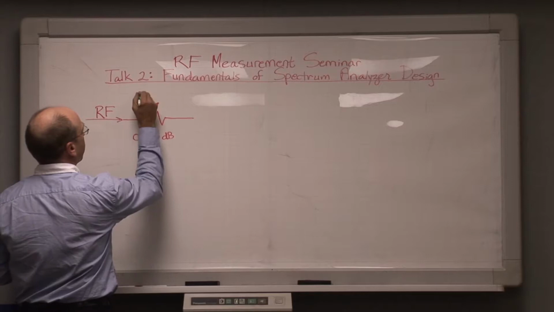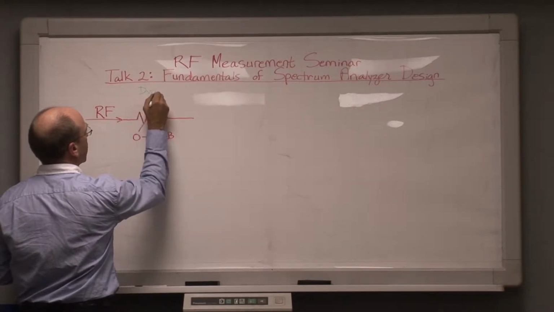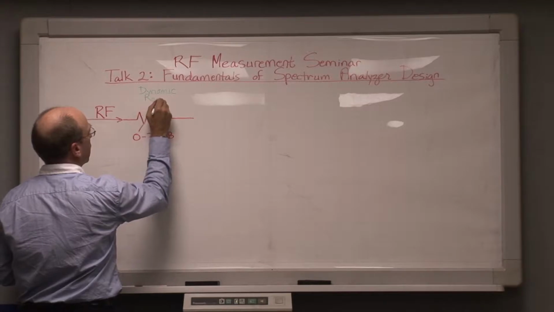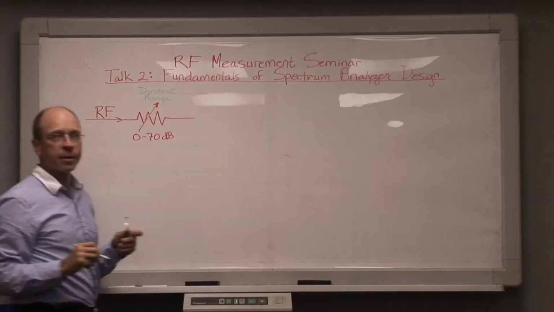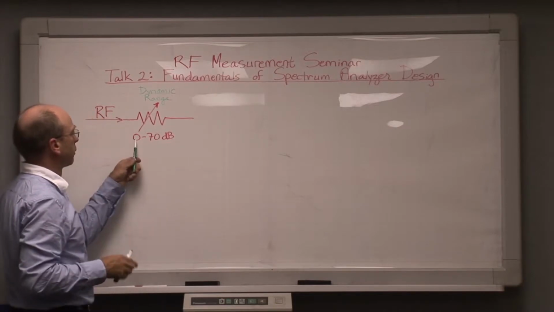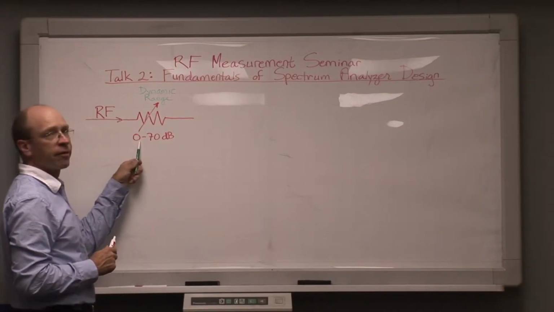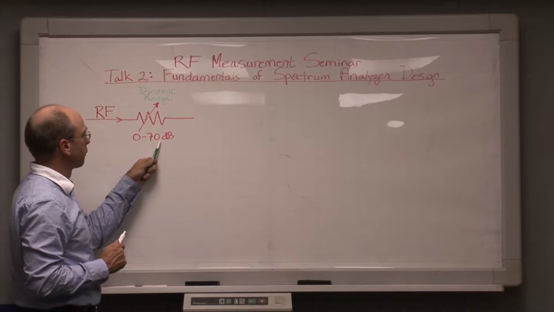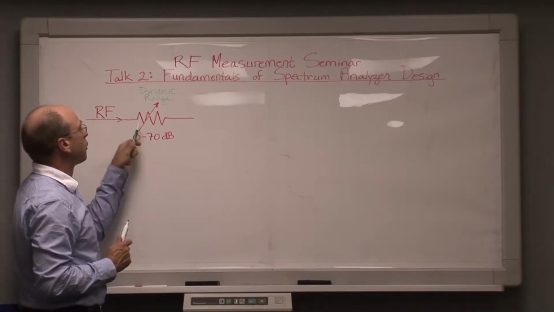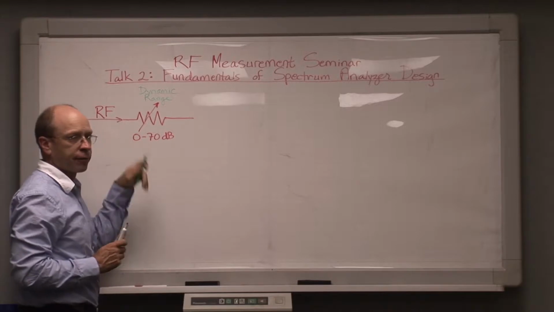And I'll write the functionality with a separate color. This input RF attenuator controls dynamic range for the measurement system. If we have a weak signal that we're trying to measure, we can go to 0 dB of RF attenuation. If we have a strong signal that we're trying to measure, we can go up to 70 dB of RF attenuation to avoid saturation of the spectrum analyzer front end.